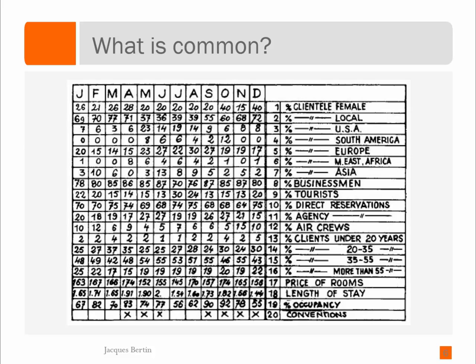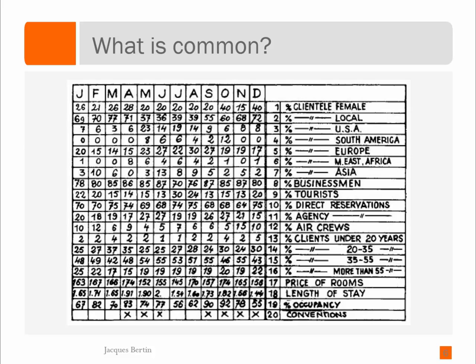Then over on the right-hand side, the tags for the rows are different customer groups. We'll see that those are numbered there, 1 through 20, and they have different descriptive terms. So we have female clientele, local clientele, so basically local folks, folks from the USA, and so on.